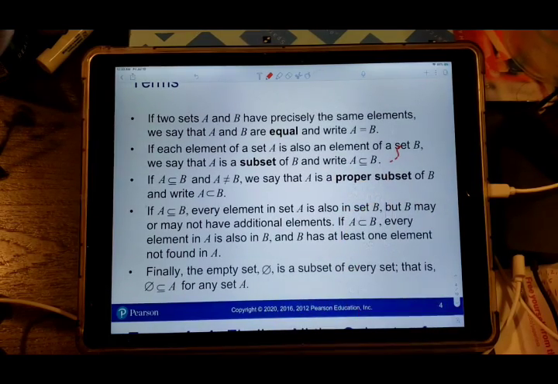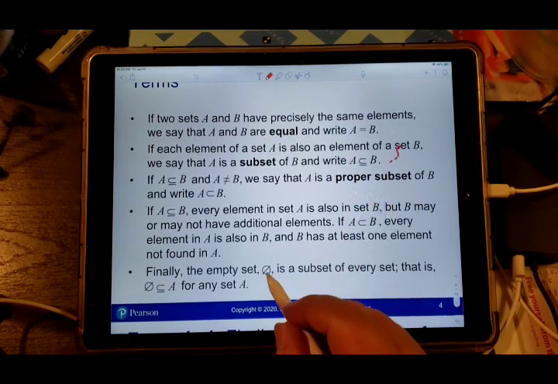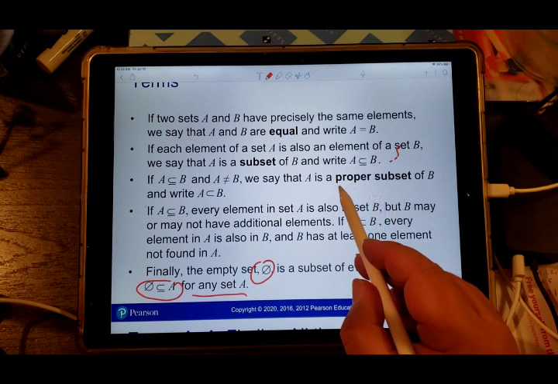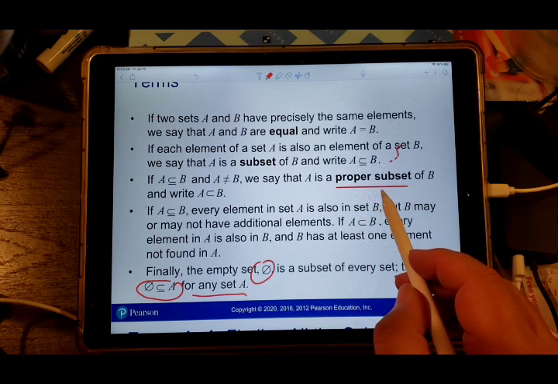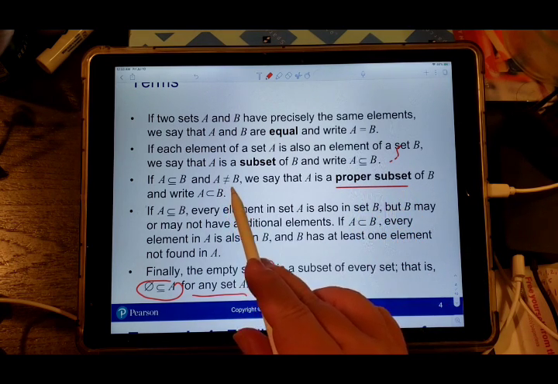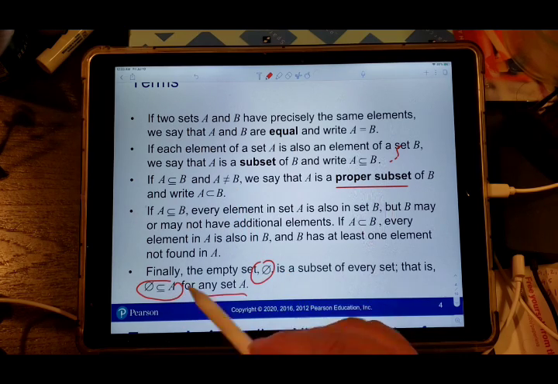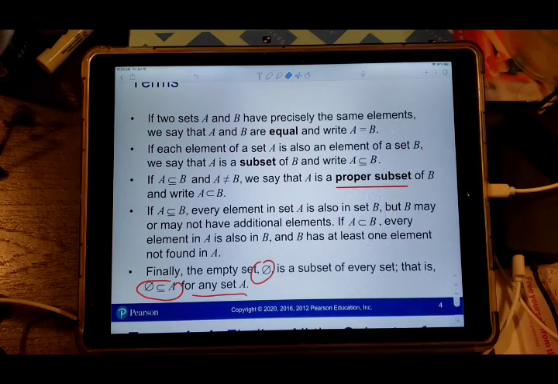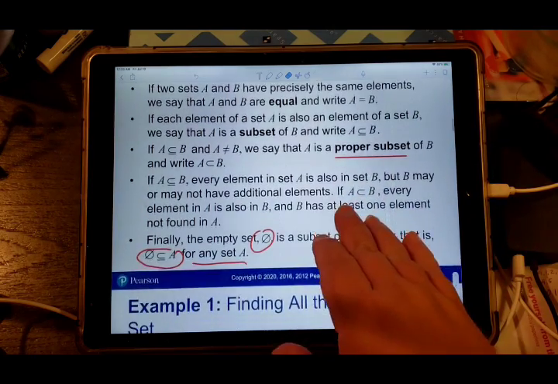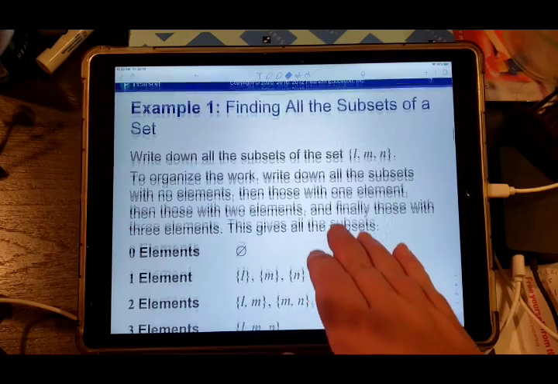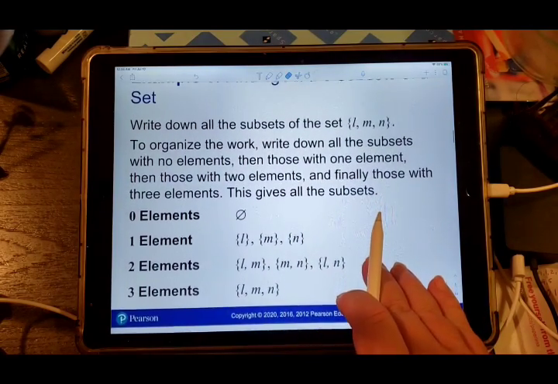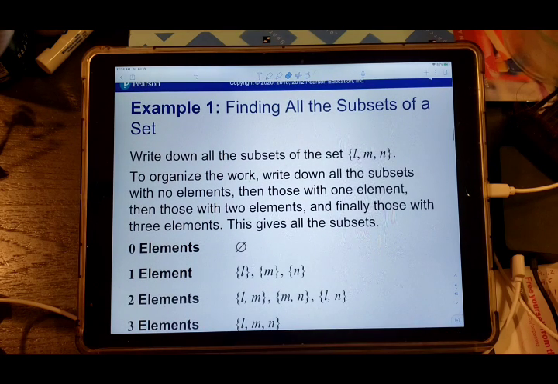I'm going to read this whole thing to you. They talk about the empty set. It's a subset of all sets. That's interesting. You have a proper subset, meaning the two sets aren't the same size. All right. Just the idea of a subset, but I'm not going to lecture on that topic, but this is what I'm doing. All right.